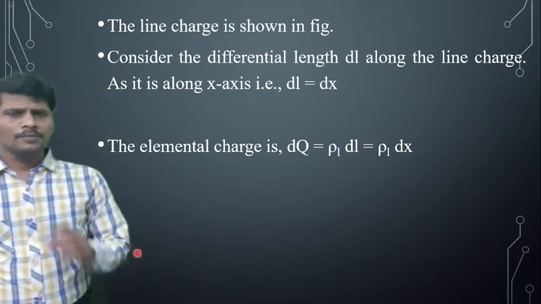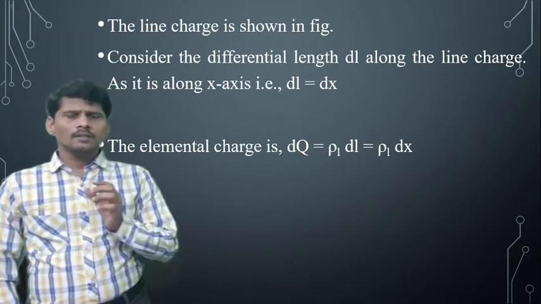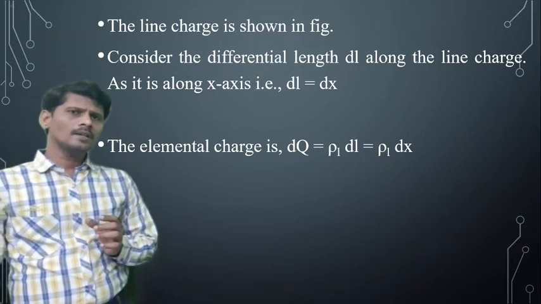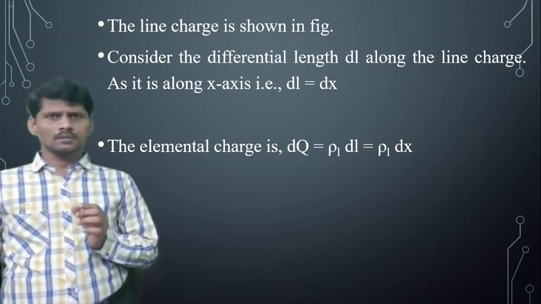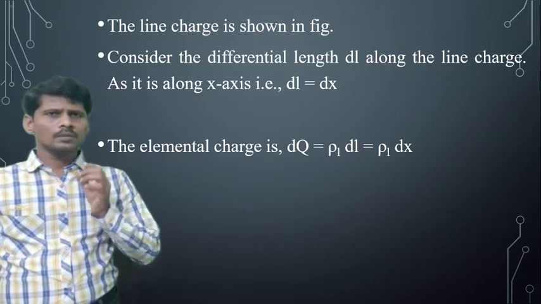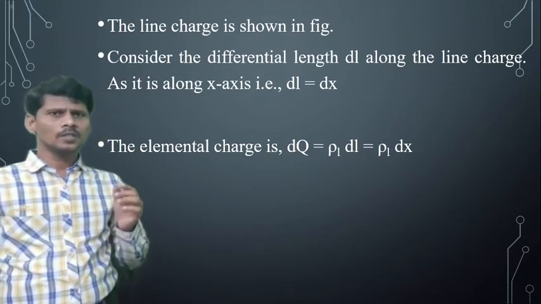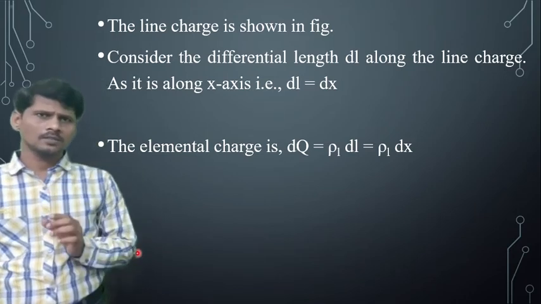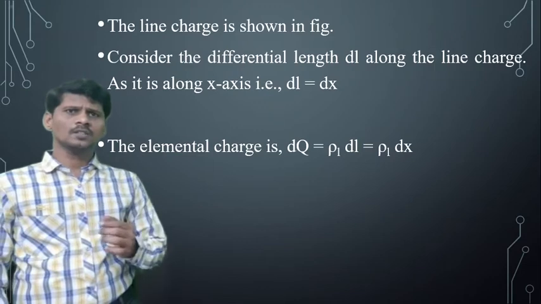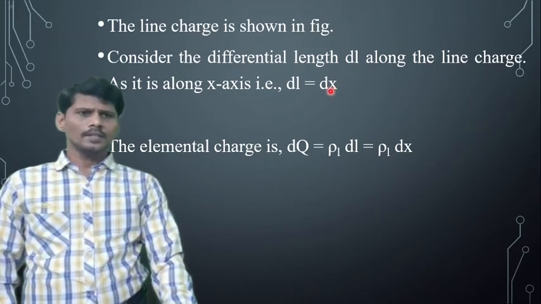Now here the differential length or elementary length is placed. What is the elementary length? The elementary length dl bar is equal to dx ax bar plus dy ay bar plus dz az bar. Now here the elementary length is varying along the x-axis, not varying in the y direction and z direction. Because of that, dl is equal to dx.